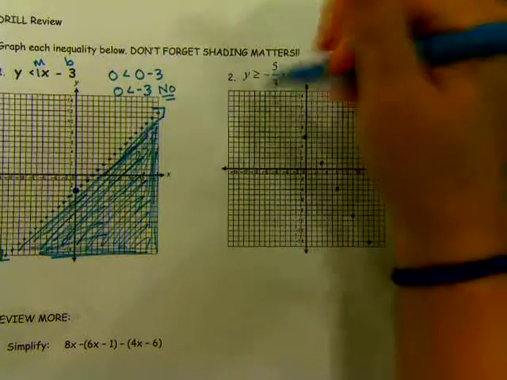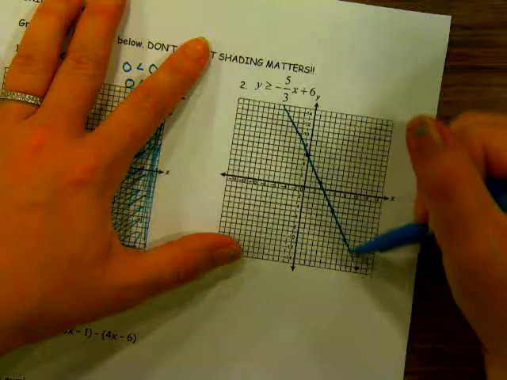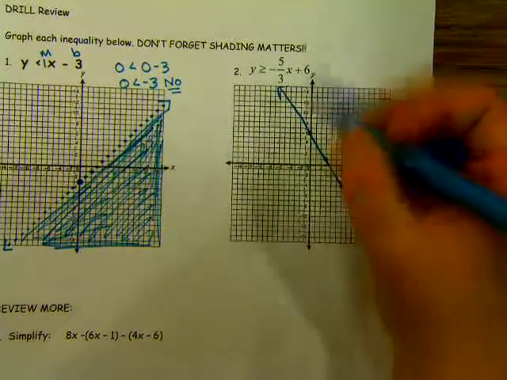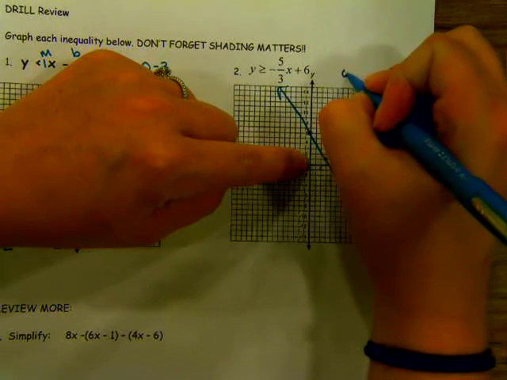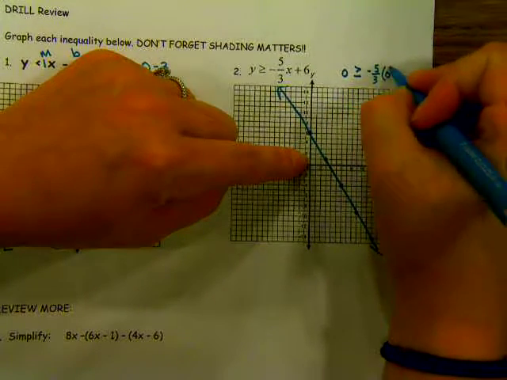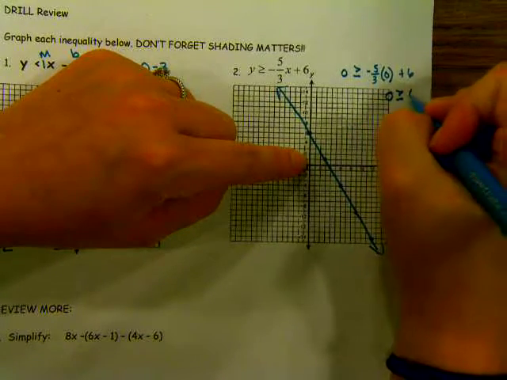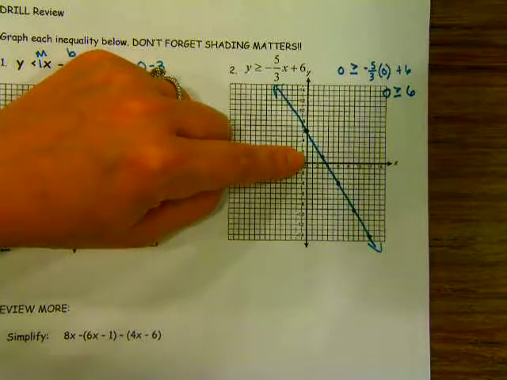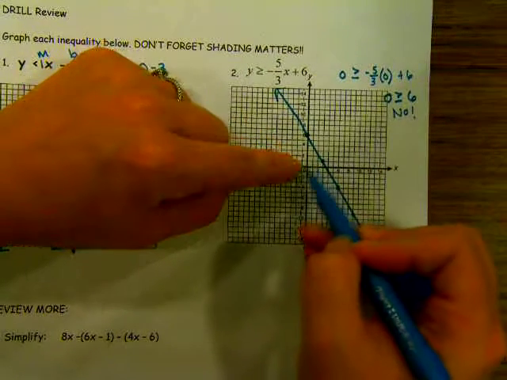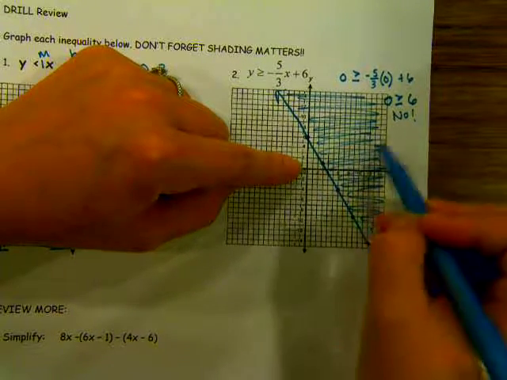And you can see here, this should be a solid line because of that. When it's greater than or equal to, it is a solid line, so draw the solid line. And then from there, deciding which side to shade. Again, I'm going to substitute in the origin. So is 0 greater than or equal to -5 over 3 times 0 plus 6? Well, is 0 greater than or equal to 6? Clearly, we all know 0 is not bigger than 6, so this is a no again. It's a false statement, so do not shade where the 0, 0 is. You have to shade the other side. You only shade where 0, 0 is if it's a true statement.